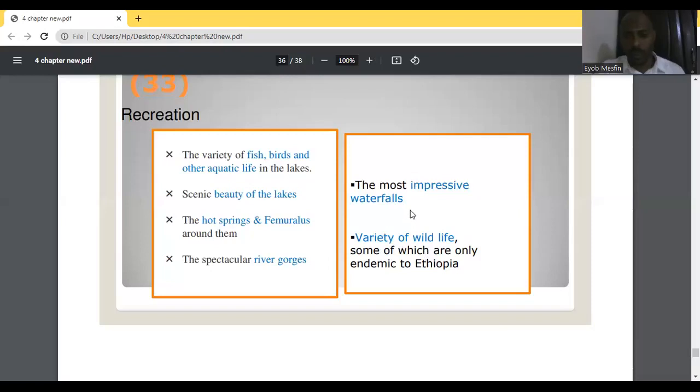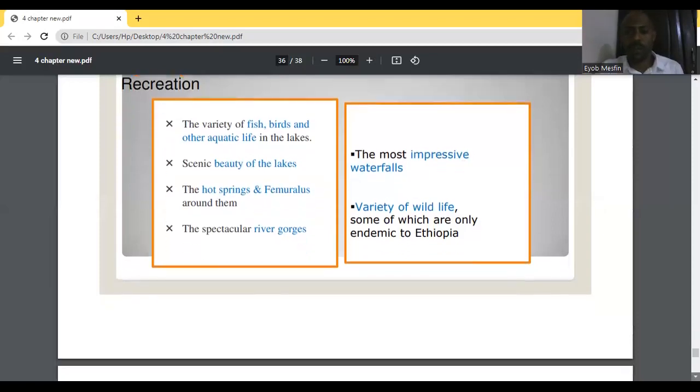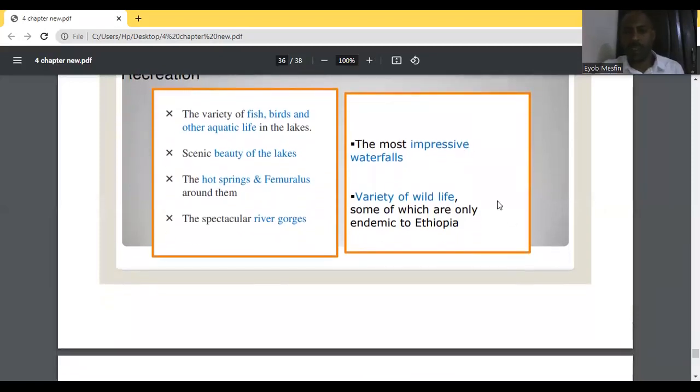The most impressive waterfalls, for instance, we have at the Semien Mountain, we have Tis Isat Falls, and going to the southern portion, we have the Arsi and Bale Mountains also, which have their own. For instance, the Sof Omar Cave by itself has good scenery to attract tourists. And the different lakes we talked about before have good scenery to attract both the international and domestic tourists.